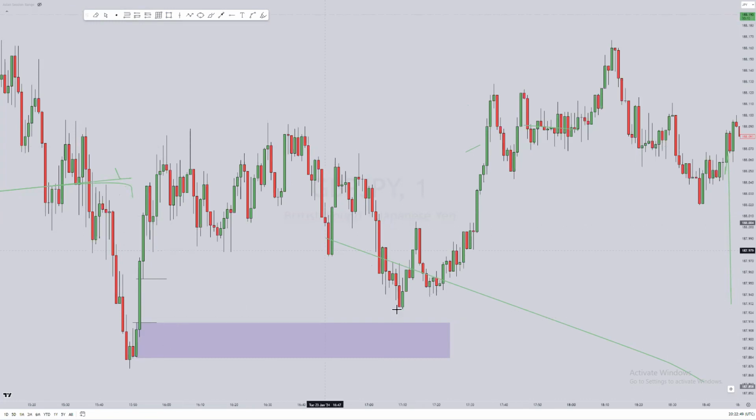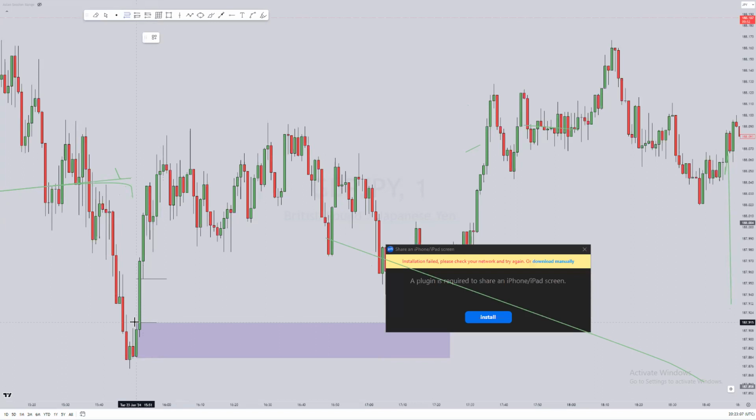As you can see, price tapped into the imbalance. Now, when it comes to imbalance, we always expect the market to fill up that imbalance at least 50%, especially when it leaves an imbalance that is as big as this. We expect the market to fill up 50% of this inefficiency, or imbalance. Now, how do you know it's 50%?